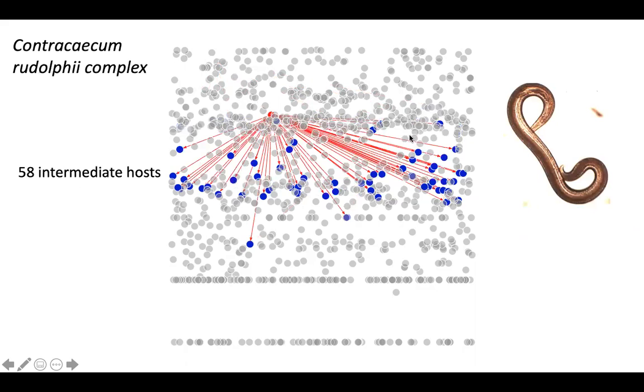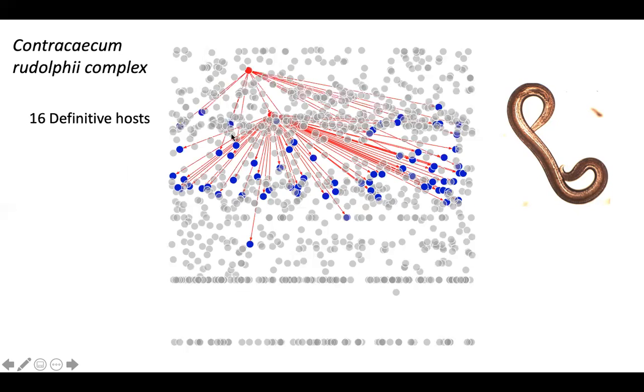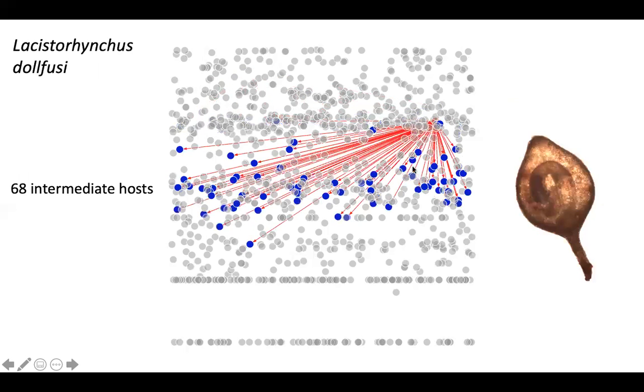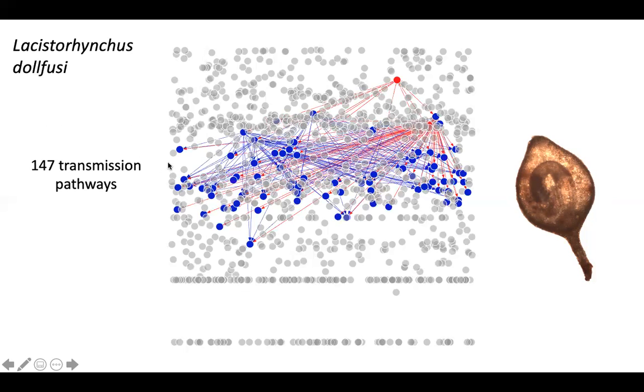We can do the same thing for some of the other really common generalist parasites. So this is Contracaecum. It's a nematode or roundworm of seabirds. And it also had 58 intermediate hosts and some of the same definitive hosts, and it had 239 opportunities for transmission in the food web. This is a shark tapeworm that was found in many different fish species, 68 intermediate hosts, 10 possible final hosts or definitive hosts, and 147 transmission pathways.